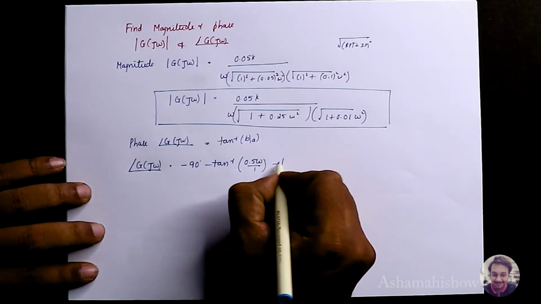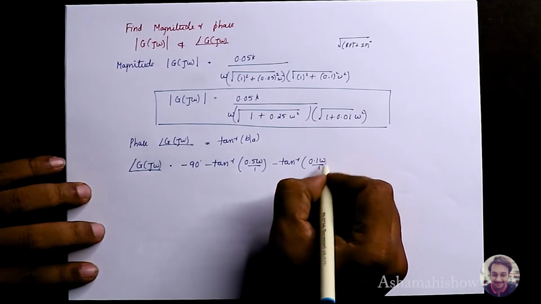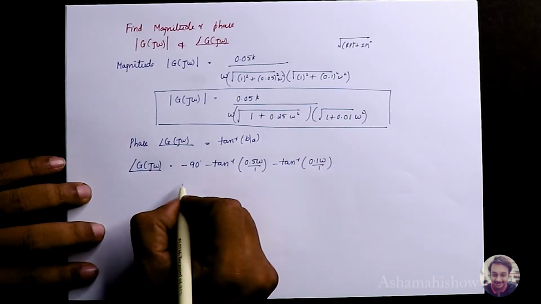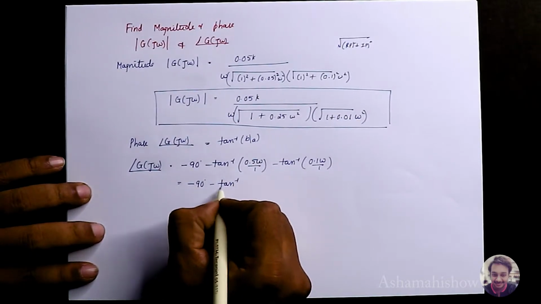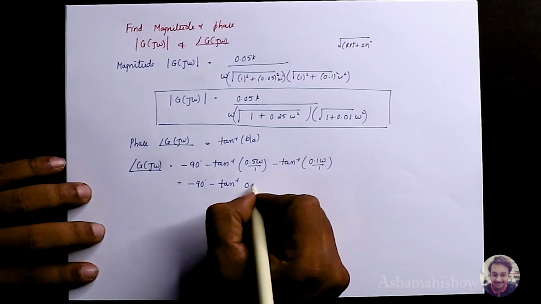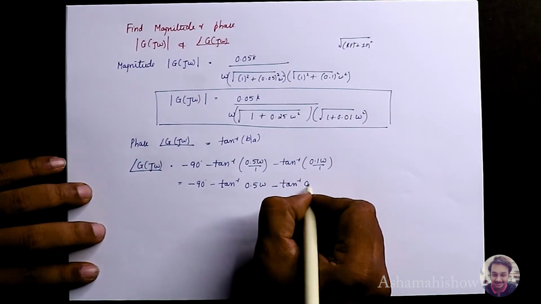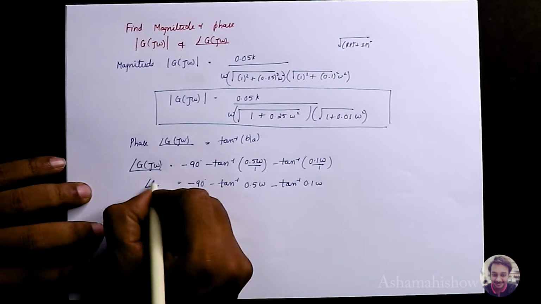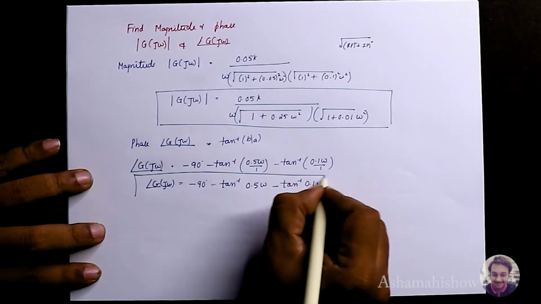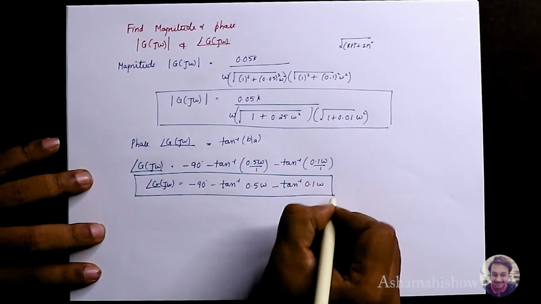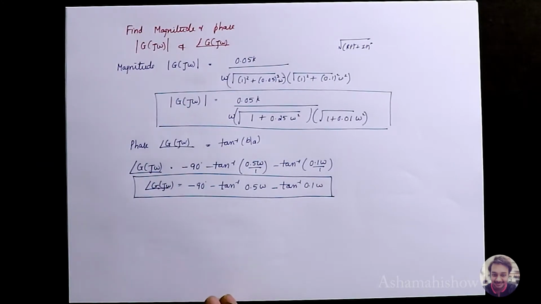So this is minus tan inverse 0.1 omega by 1. Okay, we'll make it much more simplified. So this is minus tan inverse 0.5 omega minus tan inverse 0.1 omega. I have taken out the denominator part. So that is G of j omega. Okay, so we got the magnitude and we got the phase.